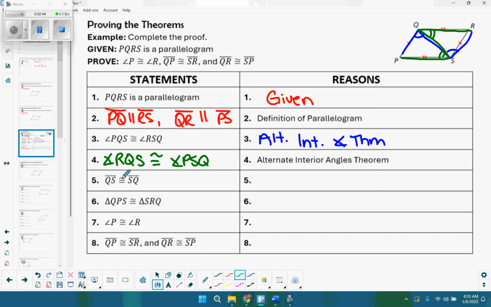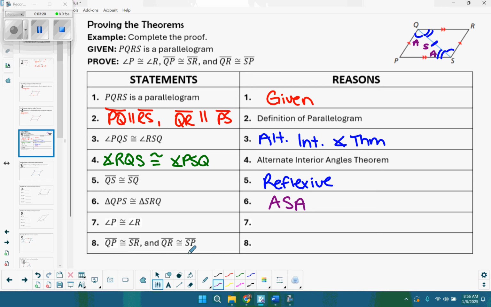Step 5, we have QS is congruent to SQ. So I'm going to get rid of all these, put just the little things back. So we had these angles, we had these angles, and now in step 5 it says QS and SQ, this segment right here. So that's the reflexive property, right? Something's congruent to itself by reflexive. So now my triangles are congruent. These two triangles are congruent to each other, right? A, S, A.